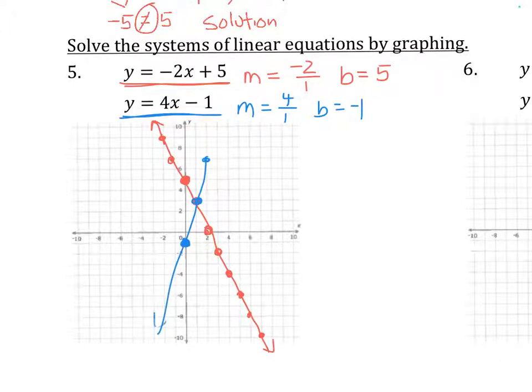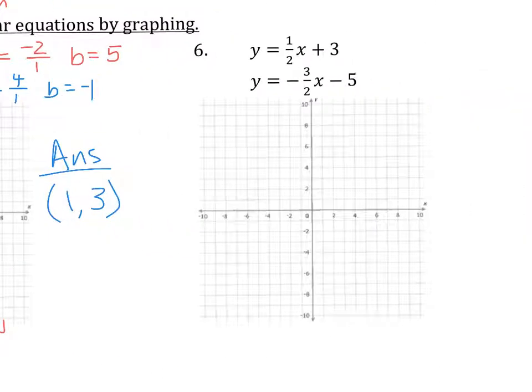And I can see the intersection point, because remember, as I told you earlier, the answer to the system is the ordered pair where they crisscross, and that's right here. So now I just need the coordinates. So my answer here would be over 1, up 3. So 1, 3 would be my answer. All right, let's look at the second one.